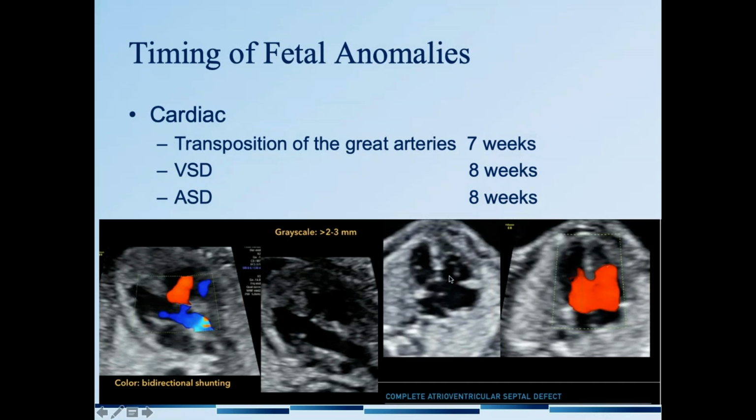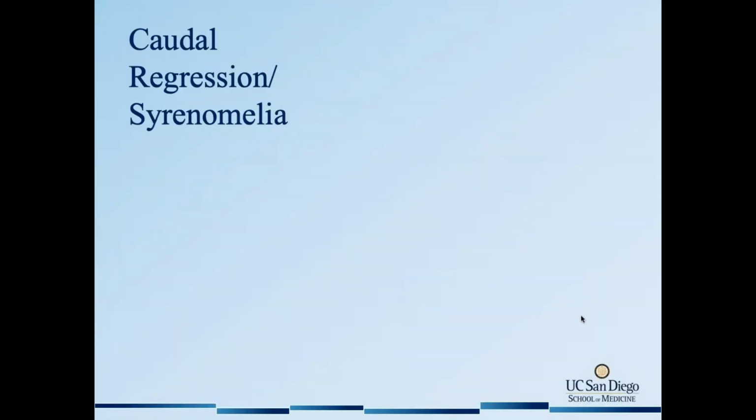But the more concerning abnormality is what we call a complete atrioventricular septal defect, where you can see here that there is a loss of the septum, not only in the ventricles here, but also in the atria, and you can see the color all the way across, and that's a very dangerous abnormality to have.